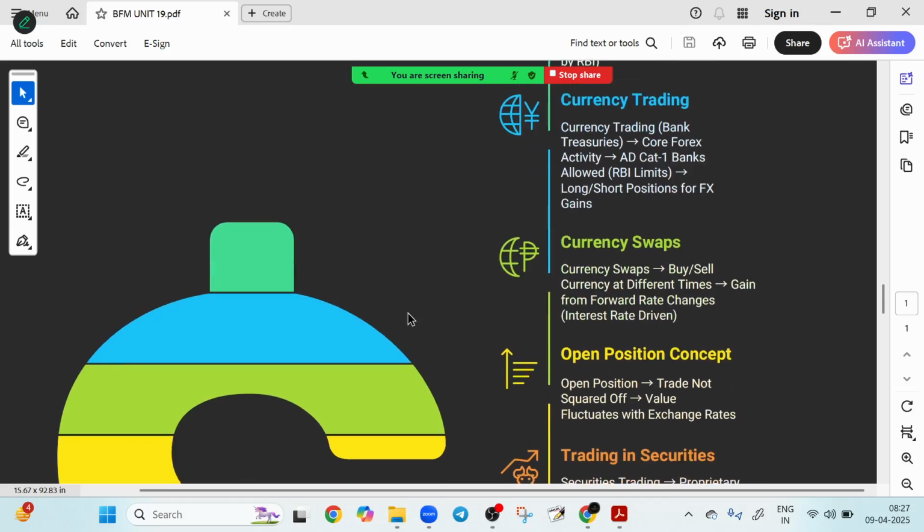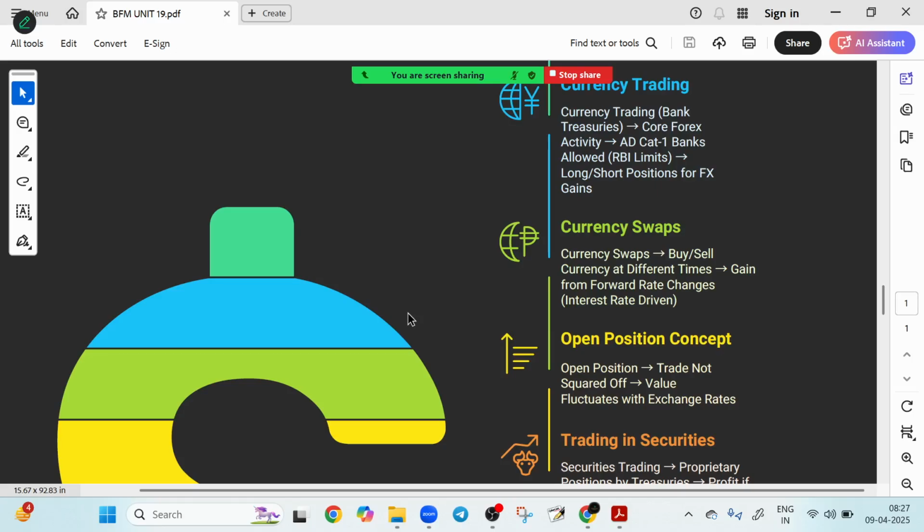Now friends, currency swap. When timing is everything, in a currency swap, a bank buys and sells the same currency at different times, profiting from the interest rate difference. That is called currency swap. So the bank is buying currency at one time and selling currency at a different time, right? Since timing matters, it is a powerful tool to manage forward rate risk and balance exposure.